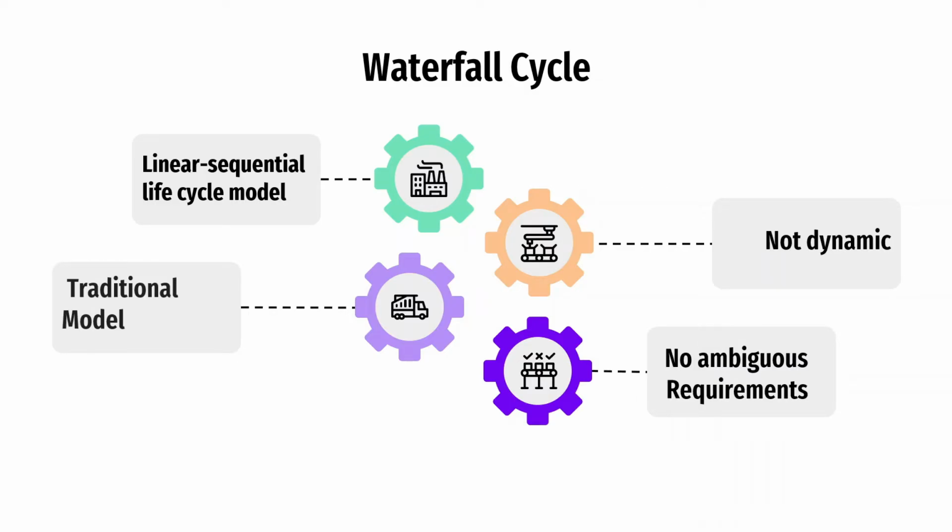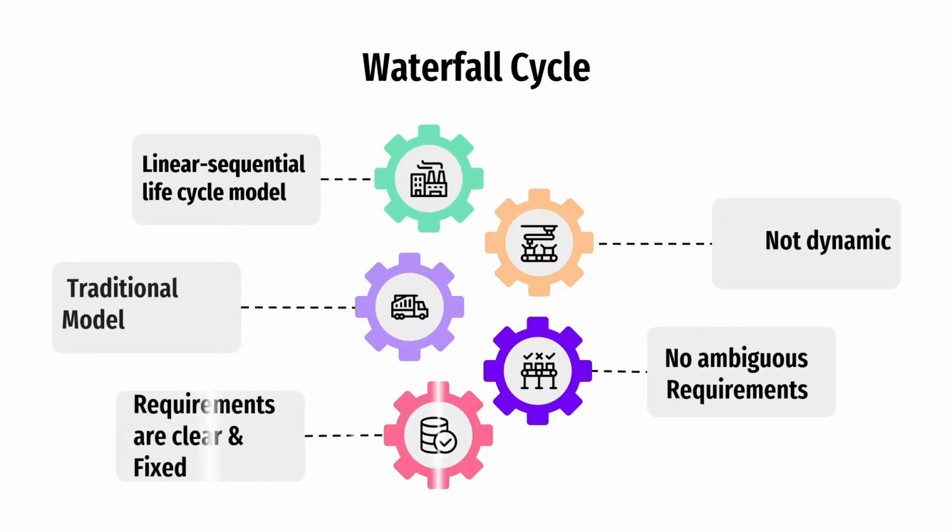From the early stage of software development, we have been using the waterfall cycle. That's the reason it is called a traditional and basic model. No ambiguous requirements. Yes, we cannot just add a new feature whenever the client needs, right? That cannot be accomplished in this one. And requirements are clear and fixed, so the developers have a clear understanding of what they are developing, and the testers also have a clear understanding of what they are going to test. So these are the main key features when it comes to waterfall.